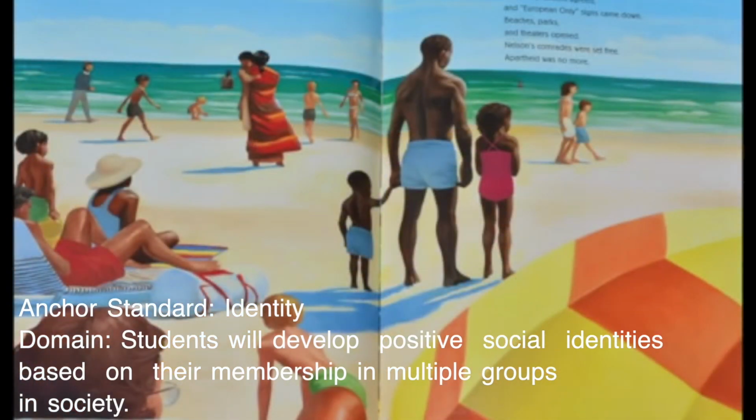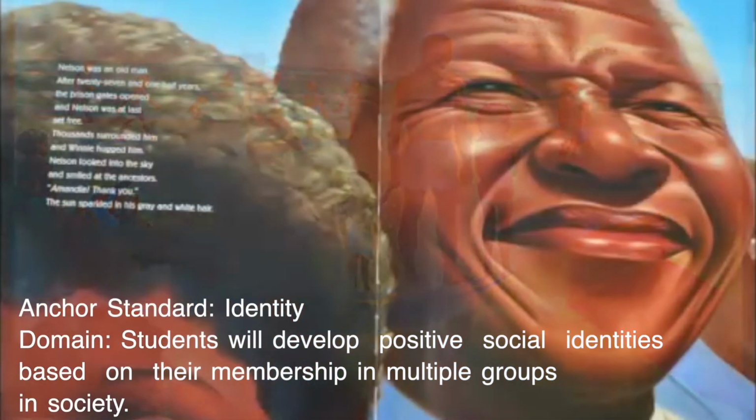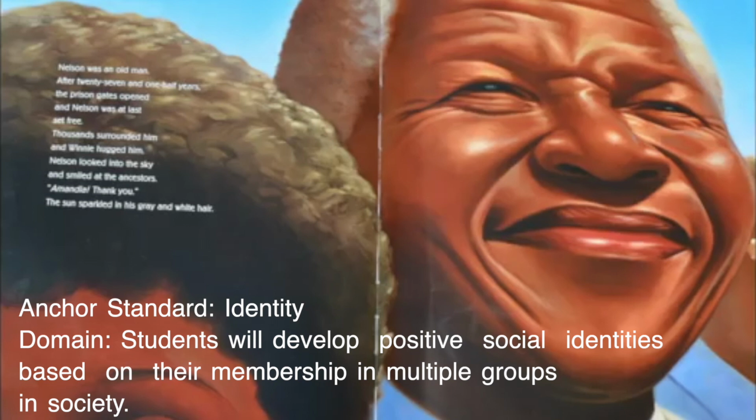As years passed, the world pressed South Africa to change. The new president agreed, and European-only signs came down. Beaches, parks, and theaters opened. Nelson's comrades were set free. Apartheid was no more. Nelson was an old man. After 27.5 years, the prison gates opened and Nelson was at last set free.